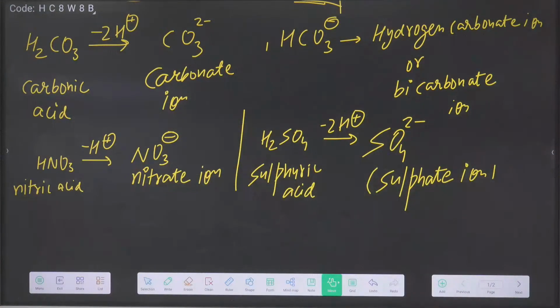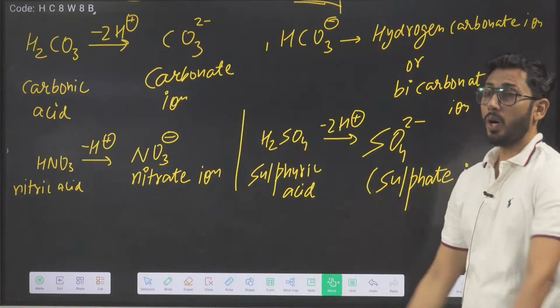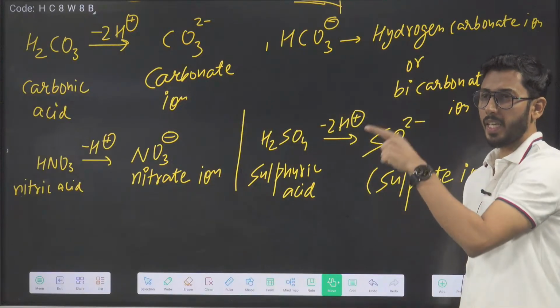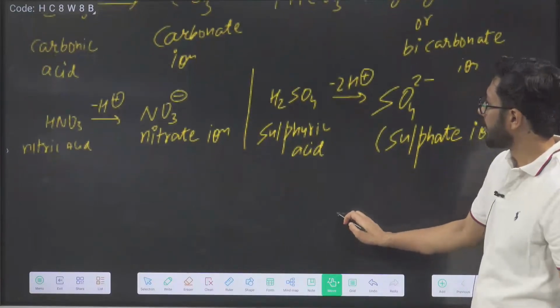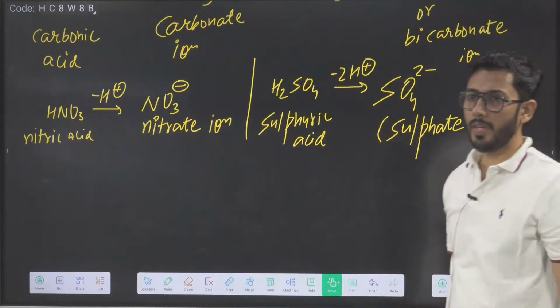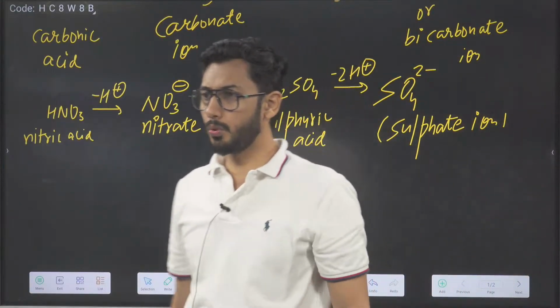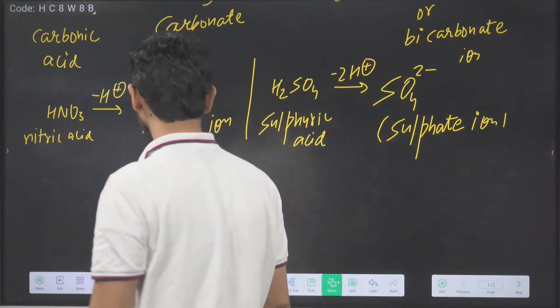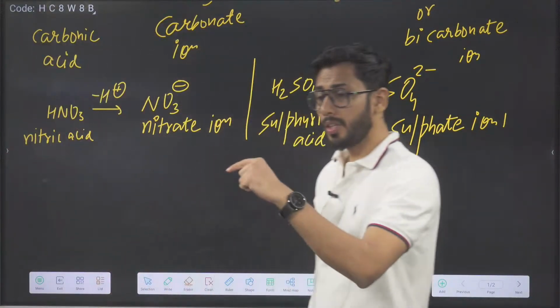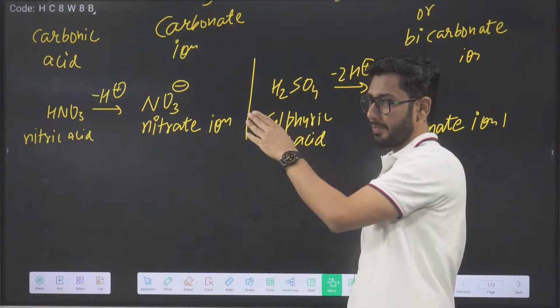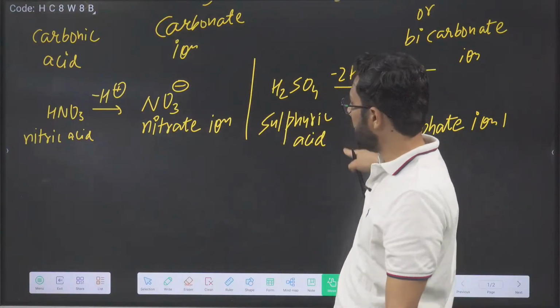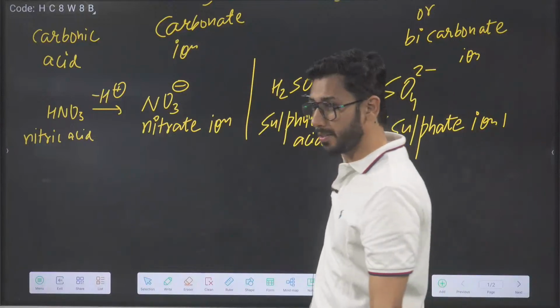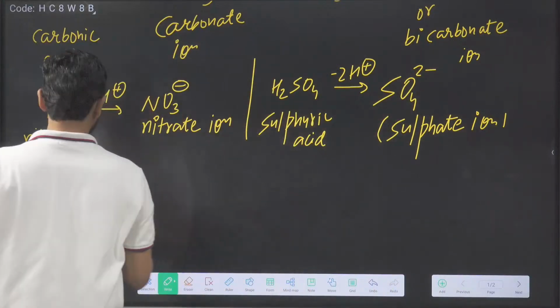Getting it? The suffix ate is used when derived from which acid? Ic acid. Try to write the structure of HNO3, H2SO4, carbonic acid. You can write them using last year's information which you have learned earlier. You are repeater students, so try to recall the structures of carbonic acid, nitric acid, H2SO4.